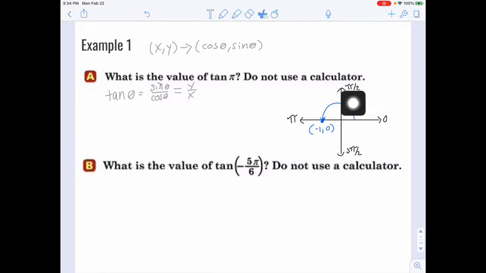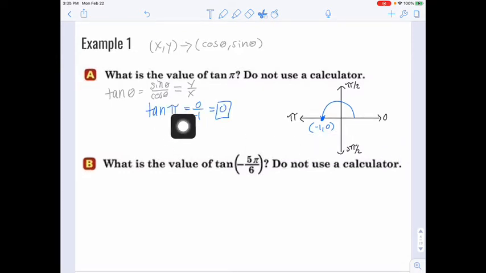If we sketch pi in standard position, we can see that we will land on (negative 1, 0) where pi intersects the unit circle. This gives us an x value of negative 1 and a y value of 0. Therefore, we have tangent of pi equals 0 divided by negative 1, or 0.